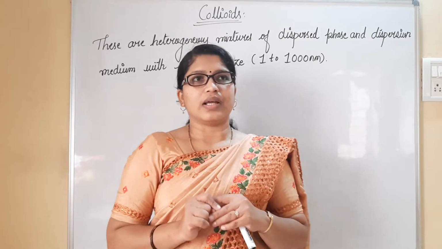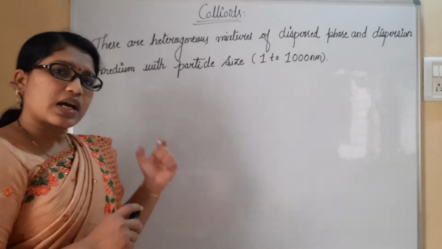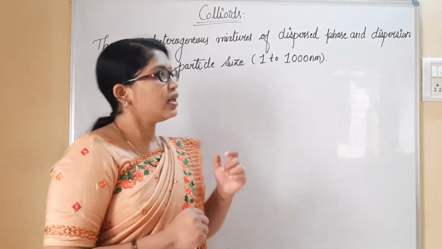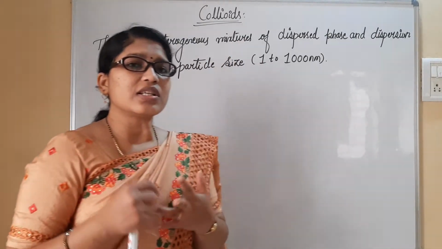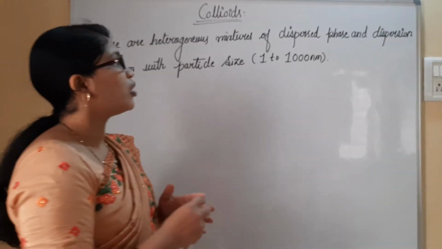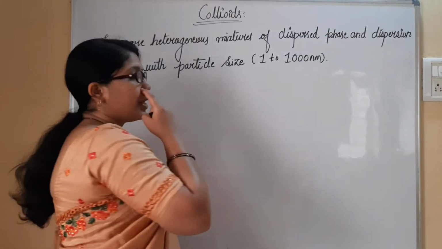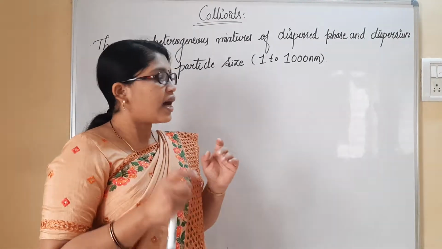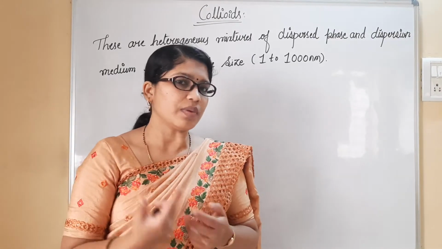Right. Similarly, now come to colloids. Colloids are also referred to as heterogeneous mixtures. They are referred to as heterogeneous mixtures. They have named the components dispersed phase and dispersion medium. Here they have also mentioned the particle size. I will tell you first what we mean by dispersed phase and dispersion medium.